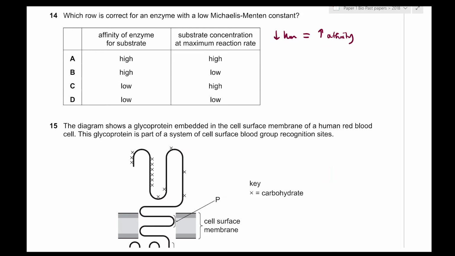Now, affinity of enzyme for substrate, as we said, because it has a low Michaelis-Menten constant, this means that it has a higher affinity. And substrate concentration at maximum reaction rate: we know at maximum reaction rate, most of the substrate is actually converted to products. This means that the substrate concentration at max reaction rate is going to be the lowest, because most of it is converted to product in this case. Therefore, the correct answer must be B.